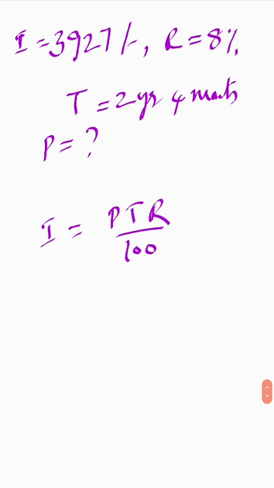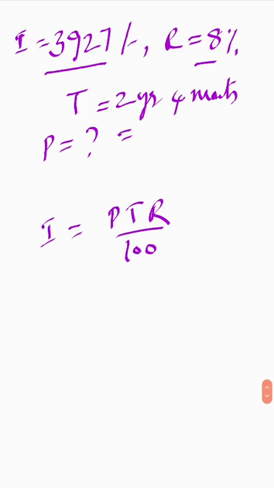So here you see, in total 4 variables, and already 3 variables we know. So by this we can find the principal, that means not the total amount, but the principal amount, the loan amount. So here is one problem: interest is given directly and rate of interest 8% is also given, but the time is 2 years 4 months. The time must be in years only.